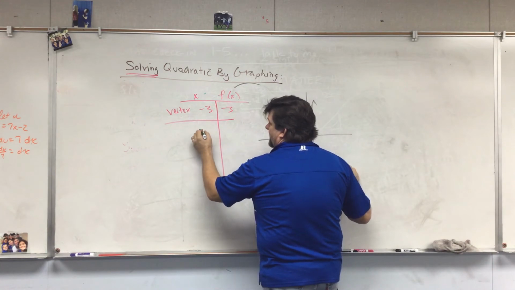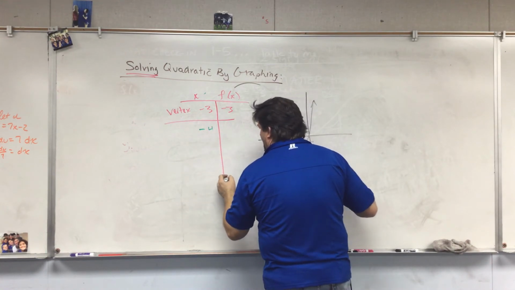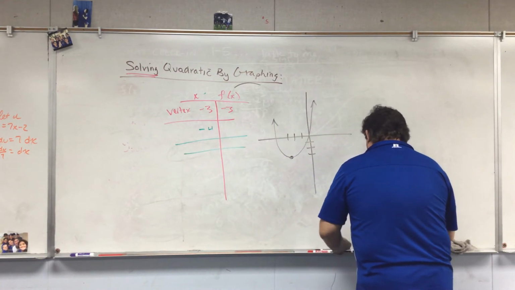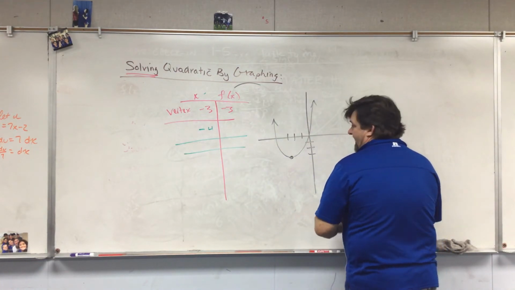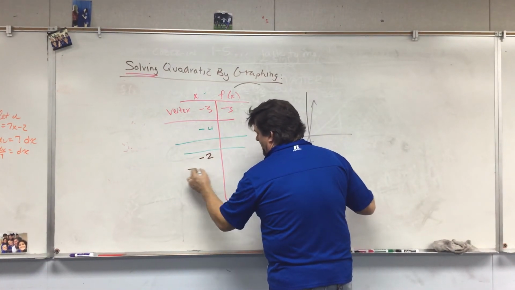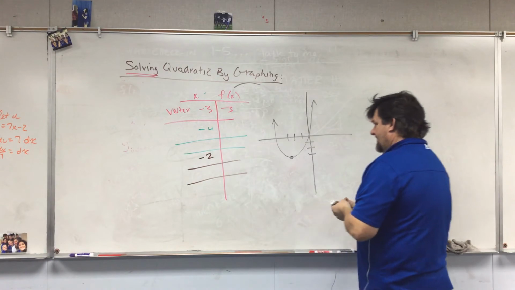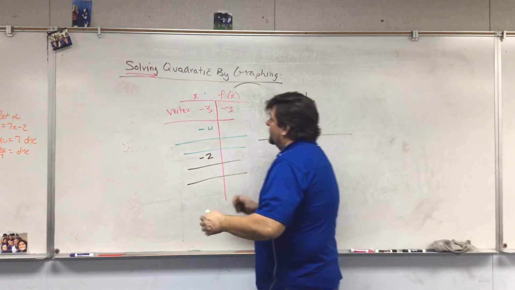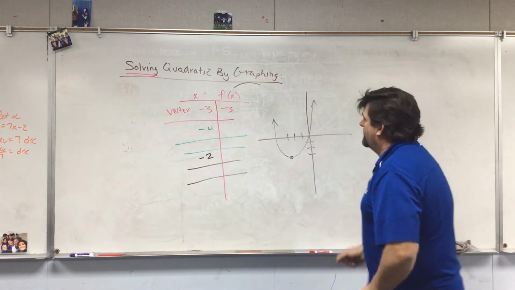And we're going to have negative 4. And then I'm going to leave a little space there. And then I'm going to pick one to the right, which is going to be negative 2. And I'm going to leave another space there because we may need it. All right, so let's go ahead and start working our math magic.